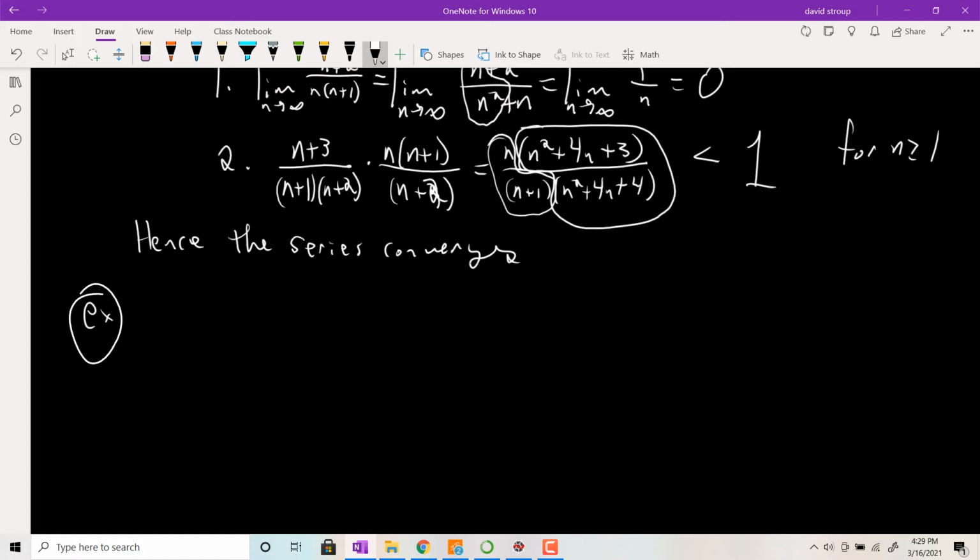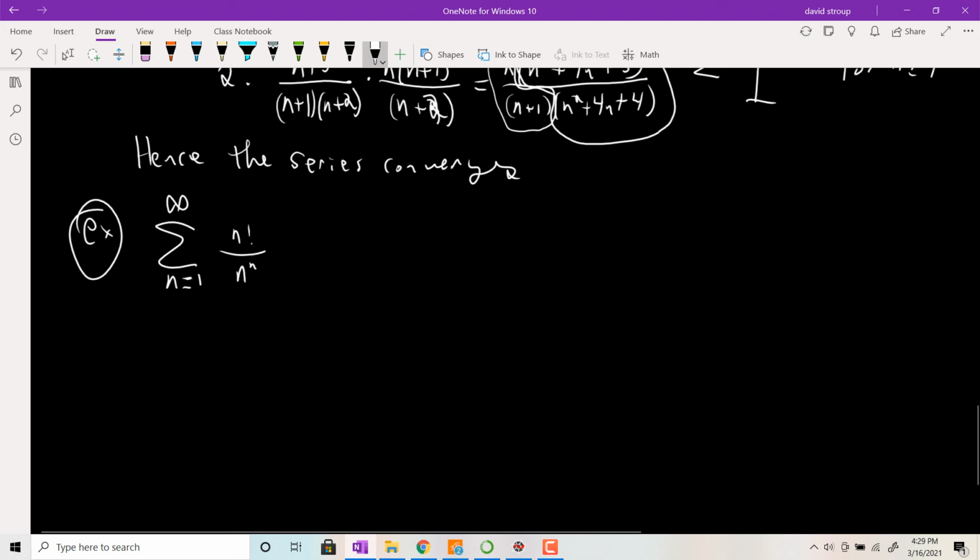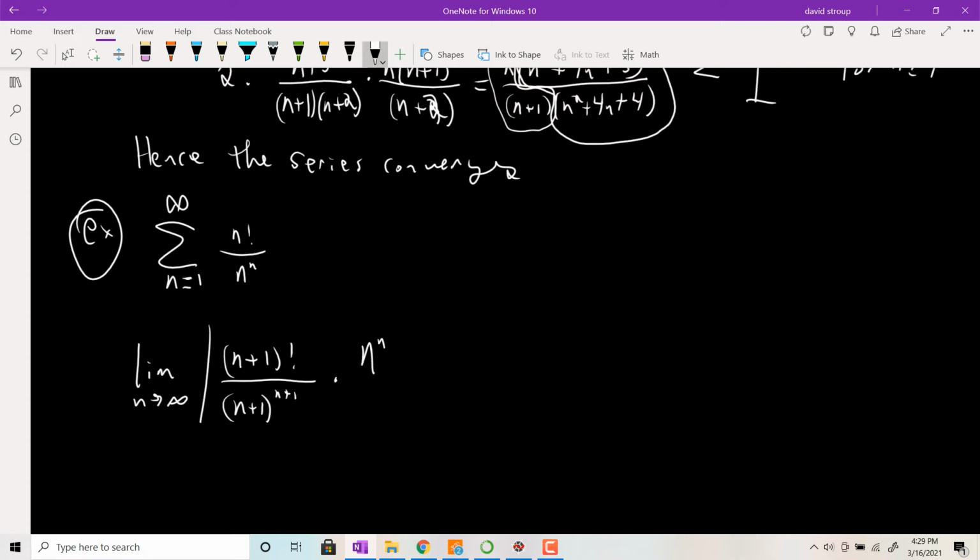So anyways, another example, right? So I have the series n equals 1 to infinity of n factorial all over n to the nth power. So again, I'm going to pull the ratio test. Okay, so I'll have a sub n plus 1 is n plus 1 factorial all over n plus 1 raised to the n plus first power, times n to the nth power all over n factorial.